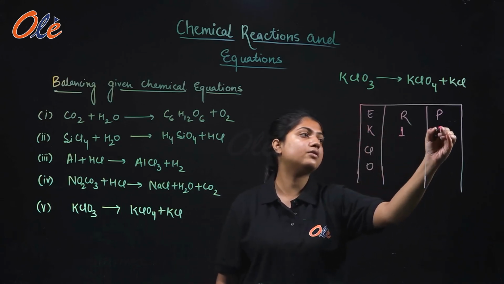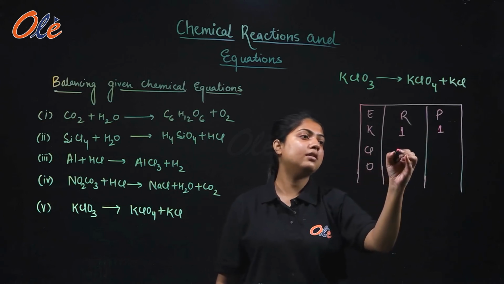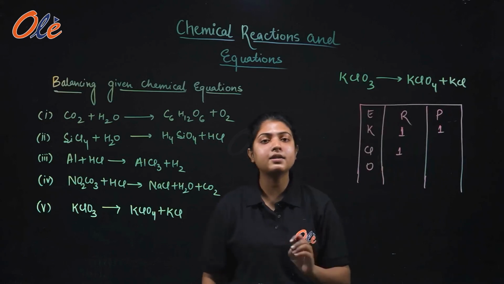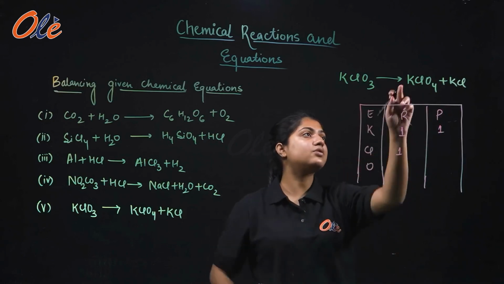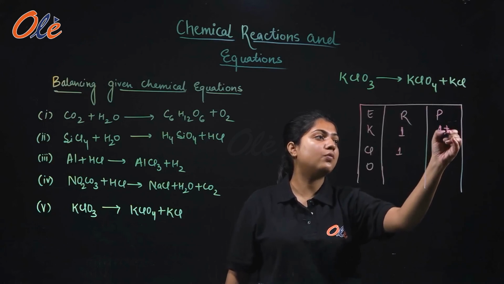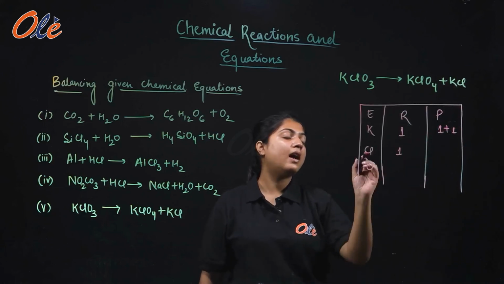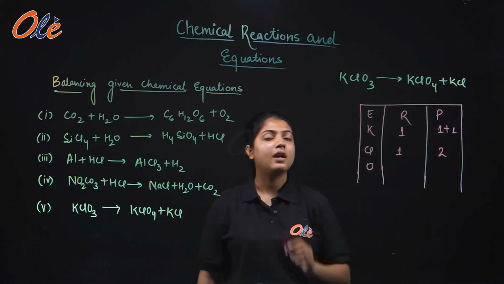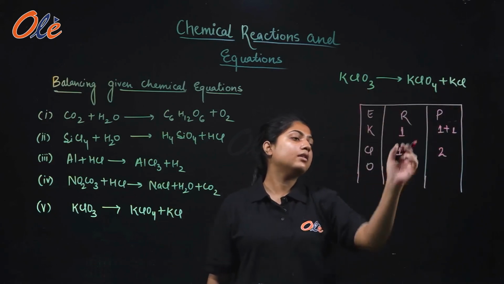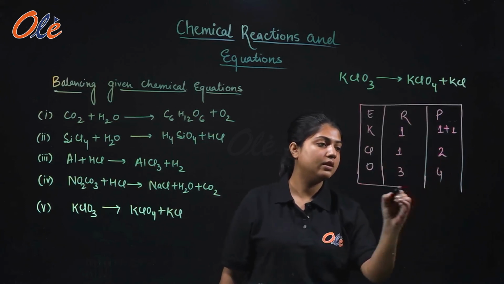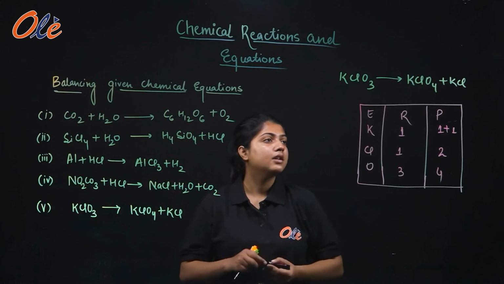So it is 1, here also 1, then chlorine 1. On the product side, the potassium is 2, not 1. See, 1 here and 1 here. So it is 1 plus 1, that is 2. And in chlorine as well, 1 here, 1 here, so it is 2. And oxygen 3 here and 4 here. Okay. Now we have to balance this.